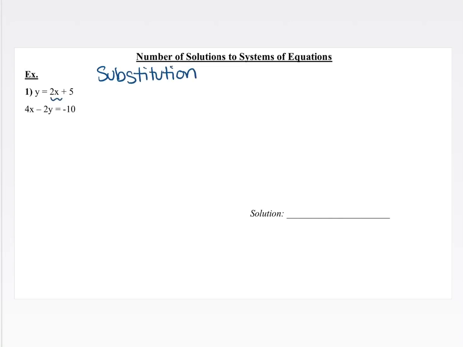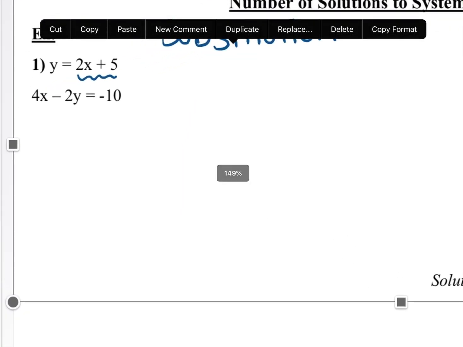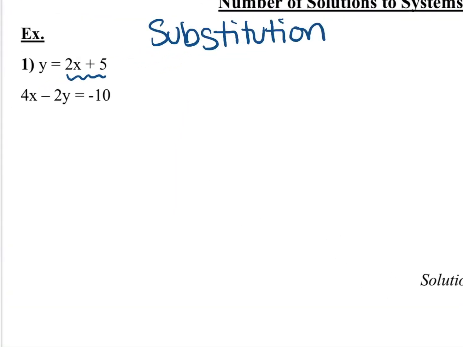So we're going to take this entire quantity because it is equivalent to y and plug it into y in the second equation. So we'll get 4x minus 2 instead of y. We're going to write the first equation, 2x plus 5 equals negative 10. Now we can just solve this just like we learned with solving linear equations in topics 1 and 2.